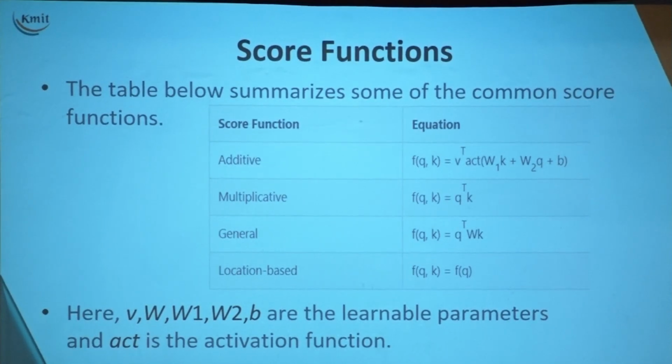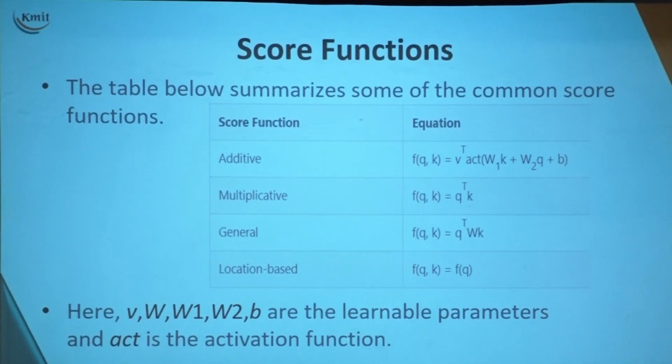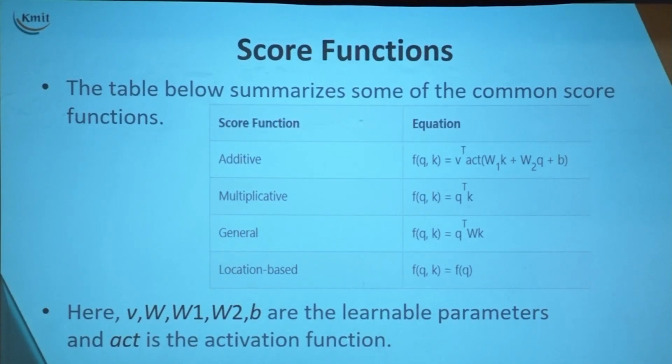When you are multiplying key and query, but of course, one of them should be transformed, so this is multiplicative. Then you have general and then you have location based, which I am not diving into right now. I want to teach you first what is additive and dot product in detail, so that I can explain self-attention, and why we need it for our next exercise. Okay, so these are some common score functions, additive and multiplicative being generally more important here.